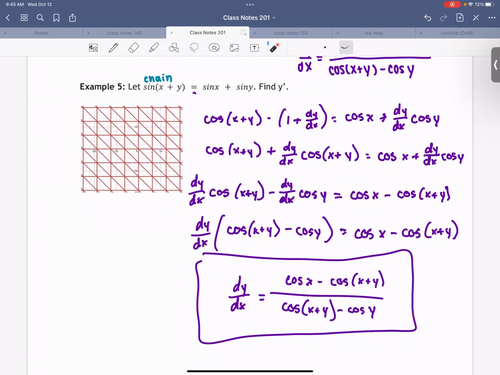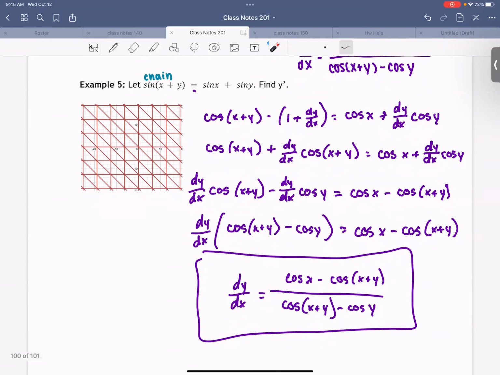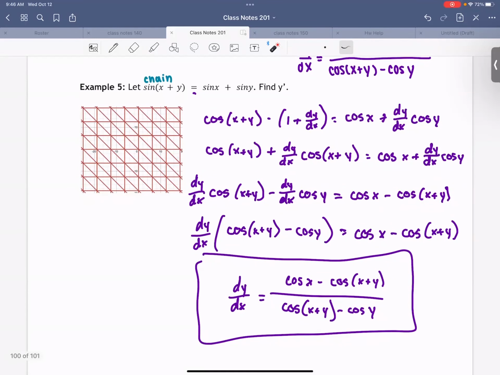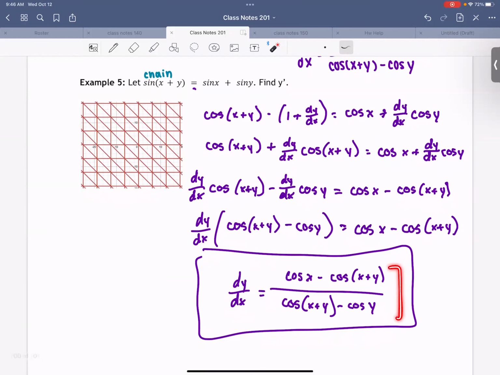And then I got all the dy dx's on the same side. So I had dy dx cosine x plus y minus the dy dx cosine y. And I moved the other one to the other side: cosine x minus cosine x plus y. And then you take out the dy dx's, and you get dy dx times cosine x plus y minus cosine y. And then you divide by cosine x plus y minus cosine y to isolate the dy dx. Perfect job. Any questions on example 5?